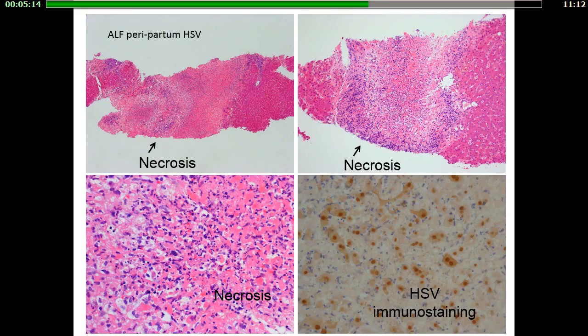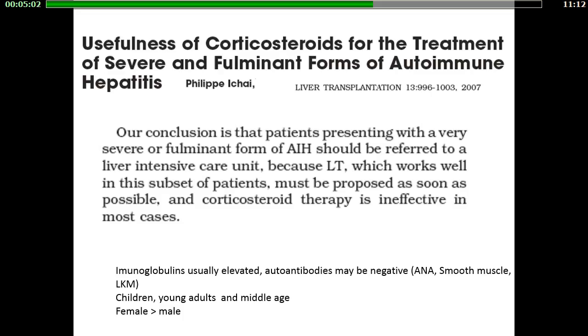Rarely think about viral hepatitis, HSV, particularly in the acute liver failures. These are a series of 3 patients we've recently had, got to send off for HSV PCR. For autoimmune liver disease, it is a rare presentation. One needs to consider it. Be very cautious about giving steroids outside the context of a transplant centre. There's clear data from the Paris group that one should be very cautious about giving steroids.